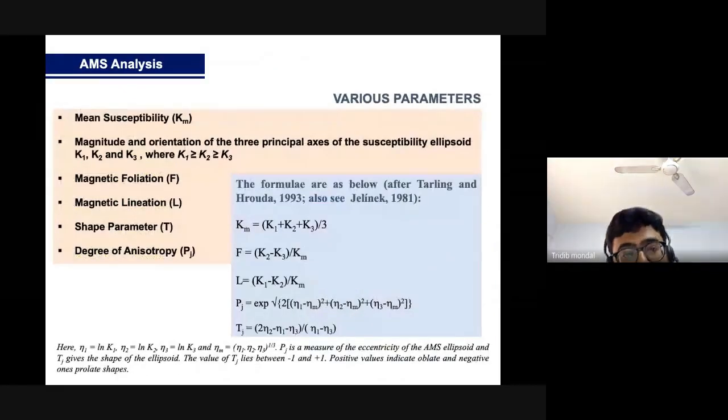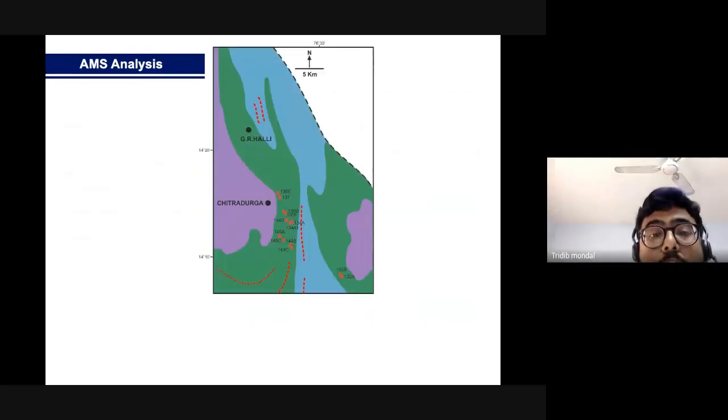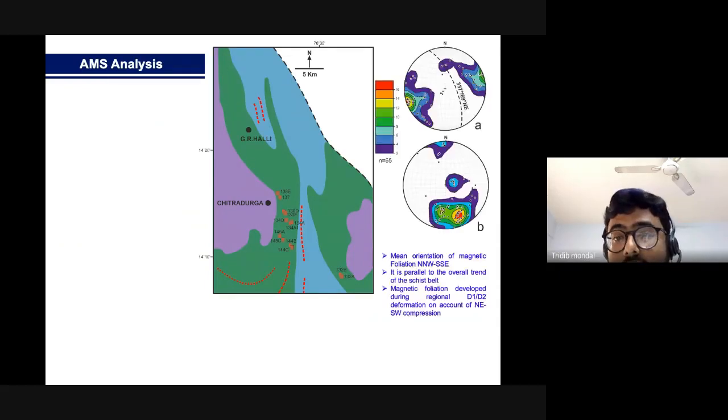And these are the various parameters, such as the magnetic foliation defined by K1, K2 orientations, and the magnetic lineation defined by K1, which is equivalent to the X in the strain ellipsoid, and this is the maximum stretching direction. It also gives a shape parameter and the degree of anisotropy Pj. Now, these are the locations from where the samples were collected, and this is the magnetic foliation, mean foliation. And this is the magnetic lineation.